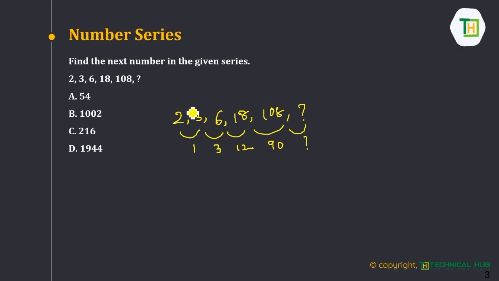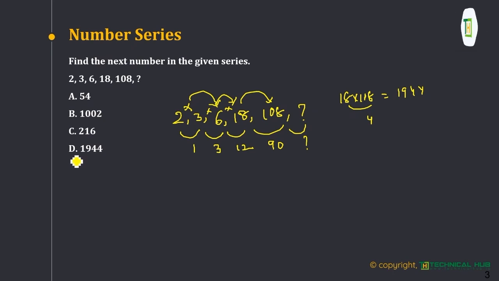So the logic is the product of the first two numbers. 2 times 3 is 6, the next number. 3 times 6 is 18, 6 times 18 is 108, and then 18 into 108. 18 into 108 is 1944. Simply, 8 times 8 is 64, so the unit digit is 4. Given the options, 54 is an option, option A, and option D is there. So 18 into 108 is 1944. Option D is the correct answer.